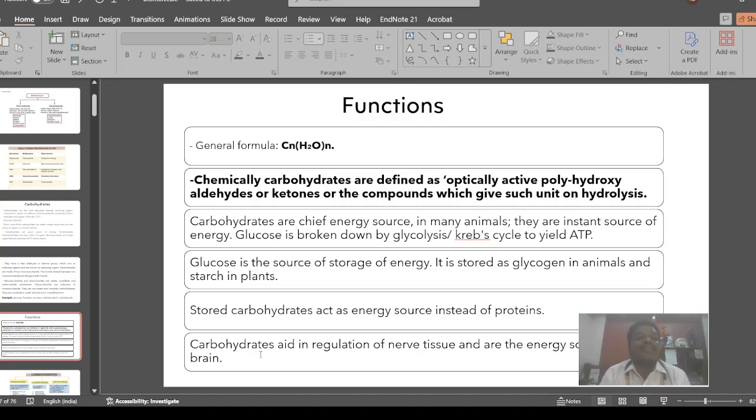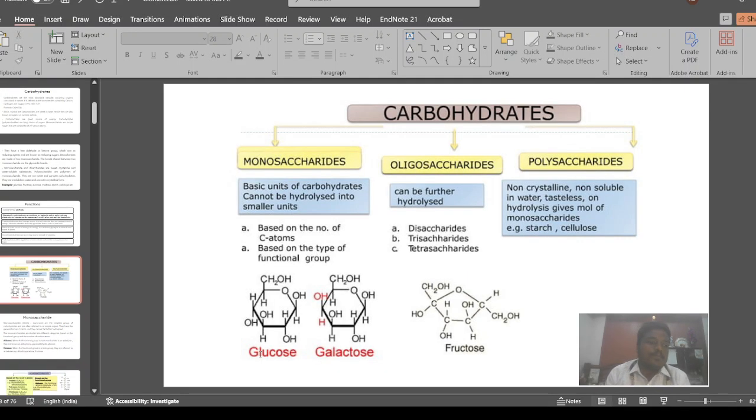Stored carbohydrate acts as an energy source instead of protein. Carbohydrates aid in the regulation of nerve tissues and are the energy source for the brain.